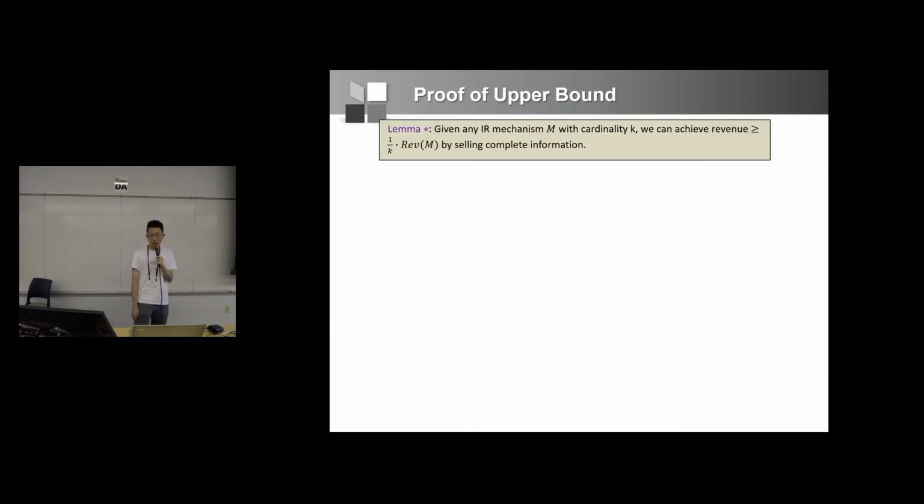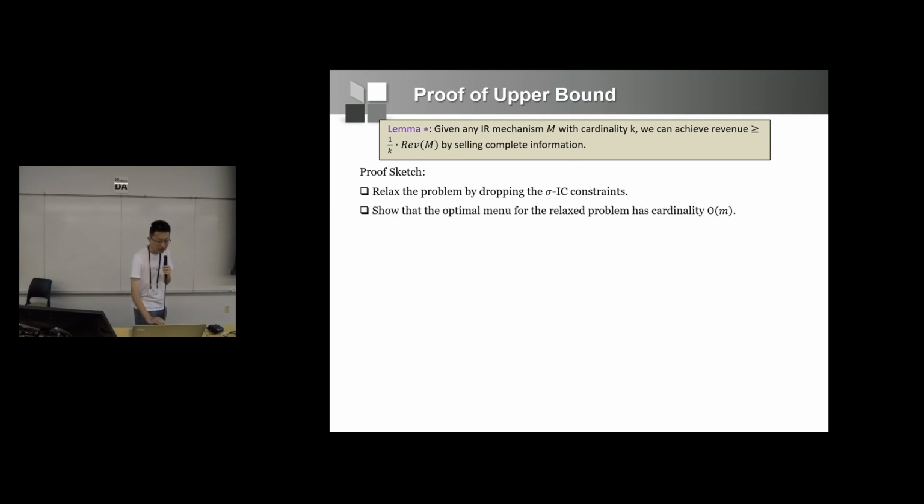Okay, so here's how we prove the upper bound. Instead of studying or characterizing the optimal mechanism, we relax the problem by just dropping the sigma IC constraints. The next step is to show that the optimal mechanism for the relaxed problem has a small cardinality. If we are able to show this, then we can apply this lemma star, which says that even for the relaxed objective, this is within an M times the complete graph. So that will finish our proof.